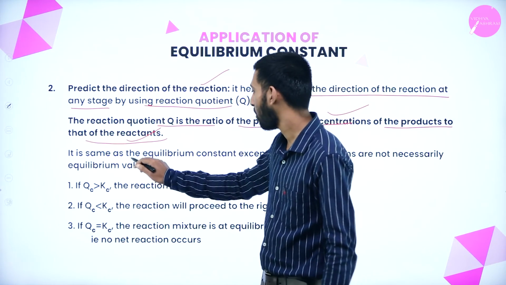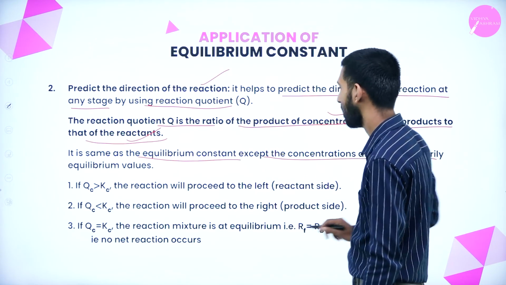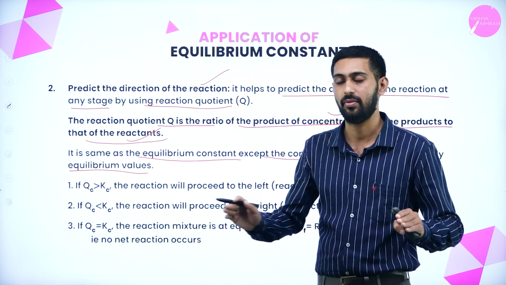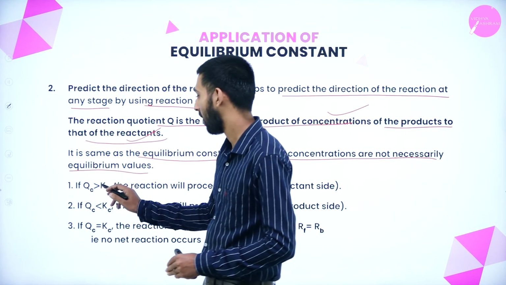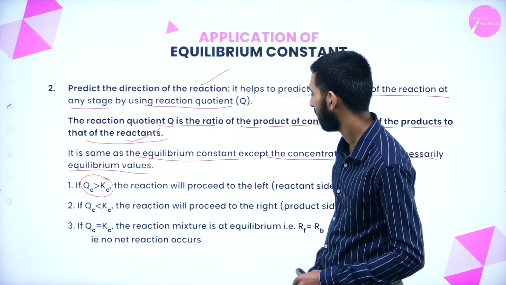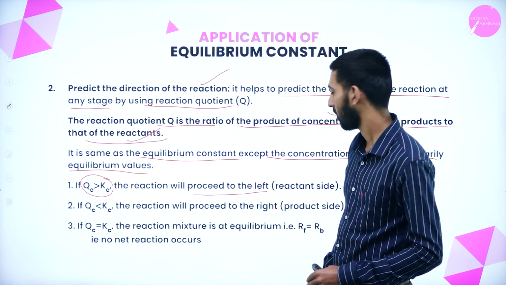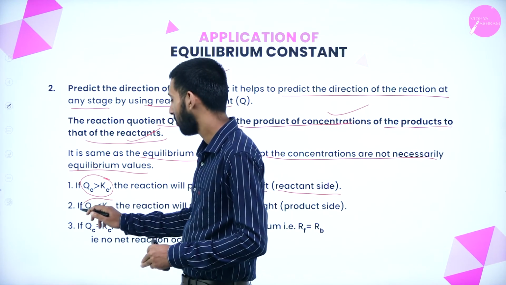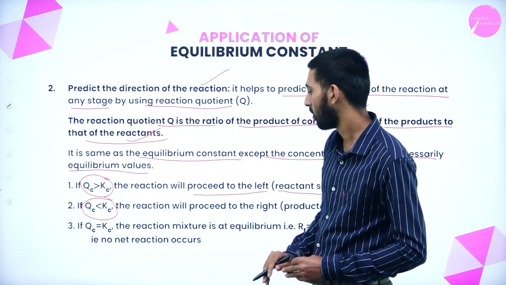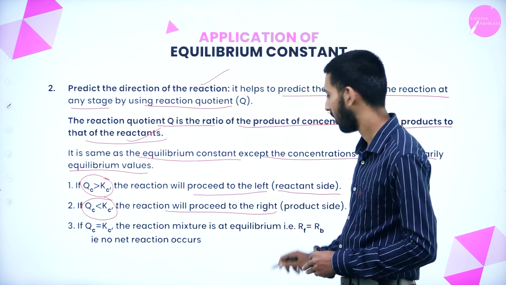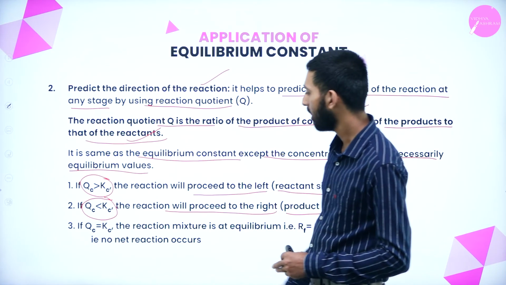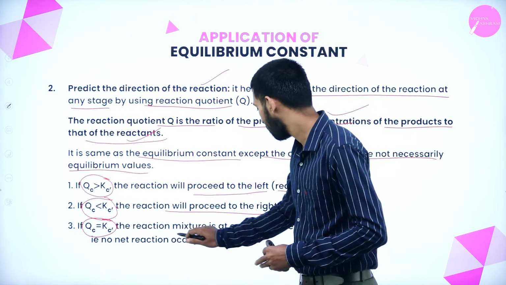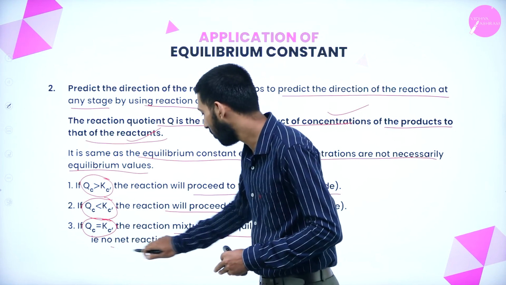Next, it is the same as the equilibrium constant, except the concentrations are not necessarily the equilibrium values. So if the quotient value is greater than the equilibrium constant, what can we say? The reaction proceeds to the left, the reactant side. If the quotient value is less than the equilibrium constant, the reaction will proceed to the right, the product side. Next, if the equilibrium constant is equal to the quotient, the reaction mixture is in equilibrium, so no reaction takes place.